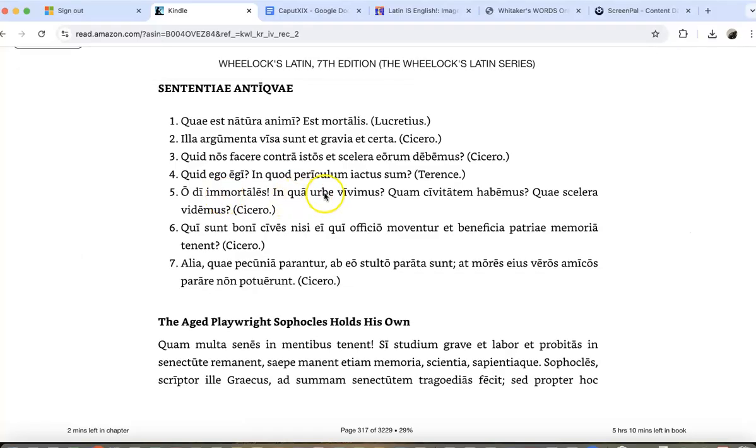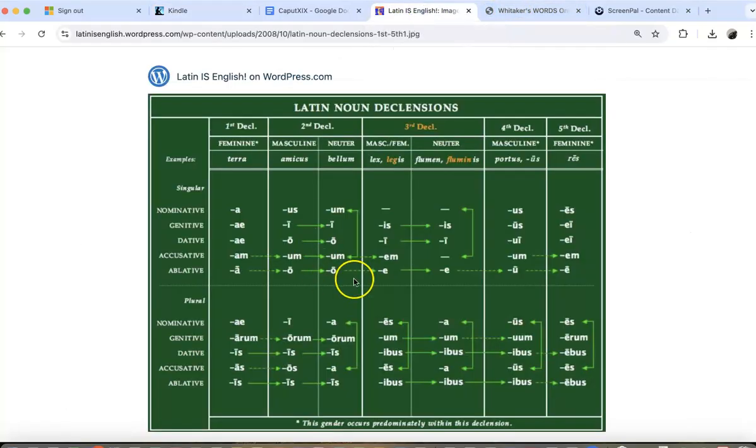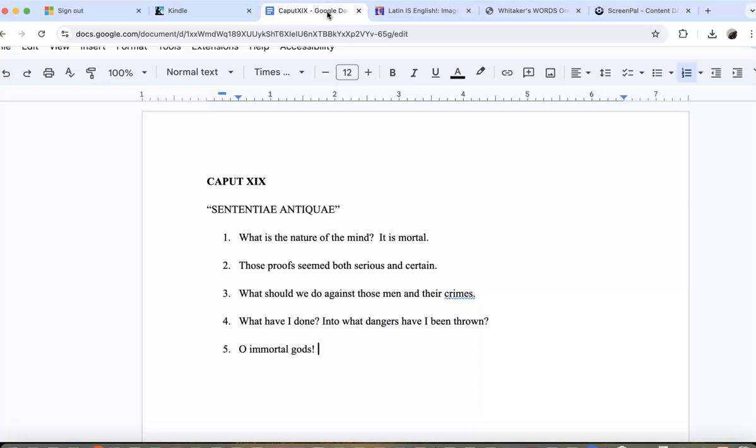But in urbe, so notice that in qua here's ablative, first declension. Here's ablative, third declension, because the word city is third declension. So if we look at third declension ablative singular, we can see that is the letter E. So we put it all together: in qua urbe. It means in what city. So I'm going to go ahead and write that down while it's still fresh. In what city?